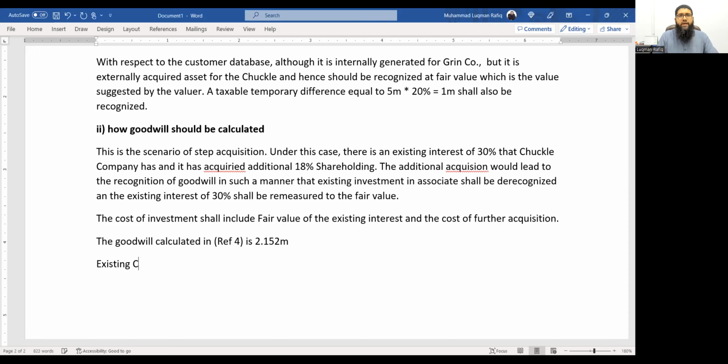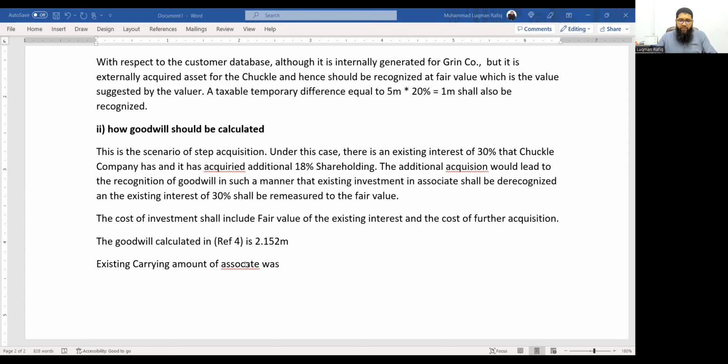Now, when you have the step acquisition, you don't calculate the gain. If you have a control change, you don't calculate the gain on acquisition. That's basically just the goodwill that you calculate. Had it already been a subsidiary, and you had acquired additional shareholding, then you would have calculated a gain on acquisition. But in this scenario, no, you don't.